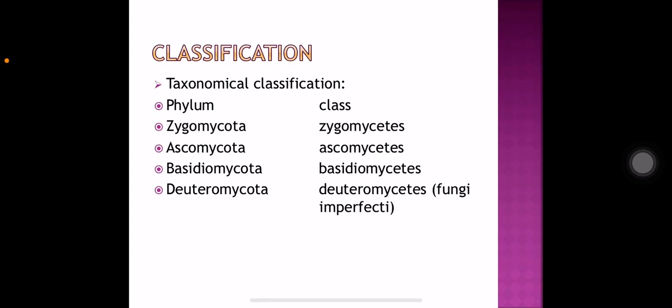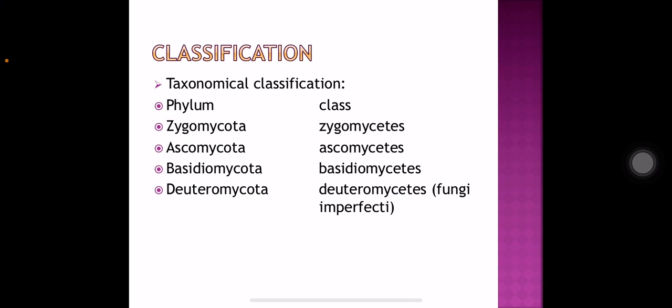Fungi Part 2, Classification of Fungi. There are two types of classifications of fungi which are used. One is taxonomical classification and one is morphological classification. In both the classifications, fungi are divided into four categories. Let us first have a look at the taxonomical classification.